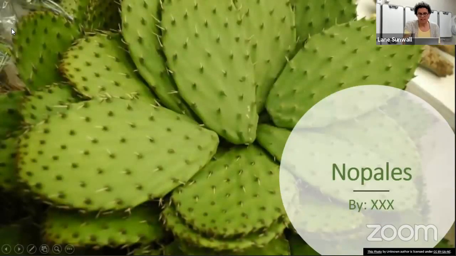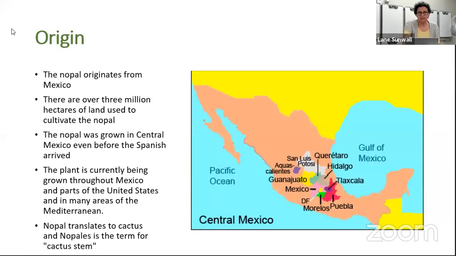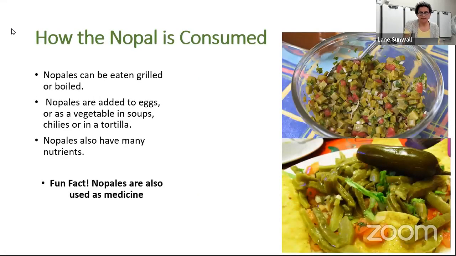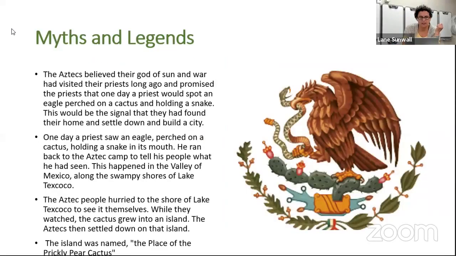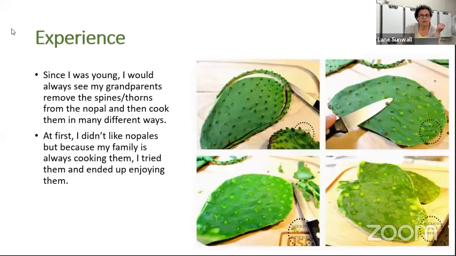Okay, so this was one of them, for example. The nopales held the cultural significance. In case you don't know, now you know that it shows up in the Mexican flag. These are the nopales. It is a major plant in the whole Mexica Aztec tradition. So that's what she did. And then she actually taught her classmates how to clean this if you buy it fresh.